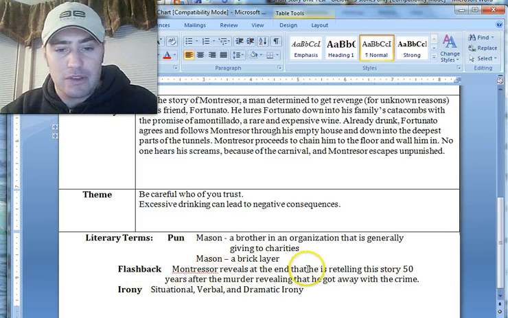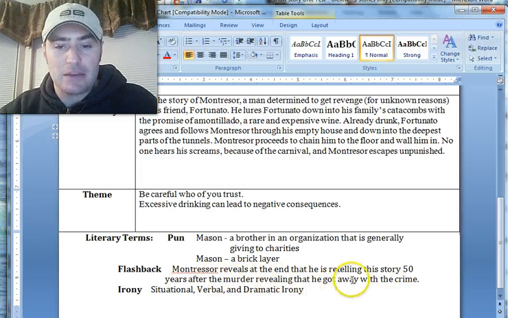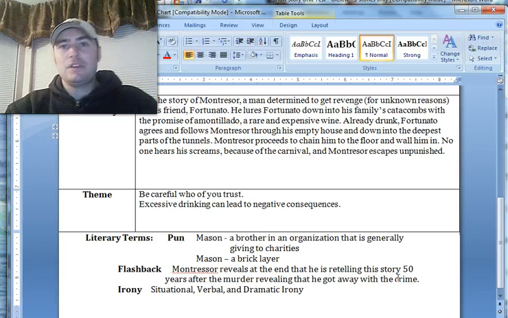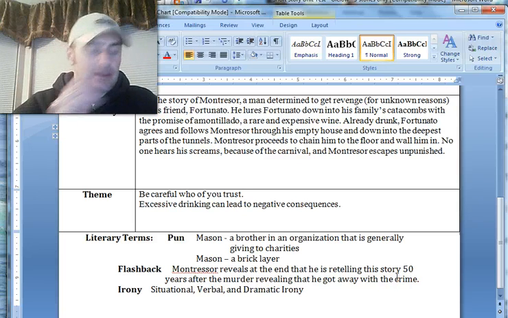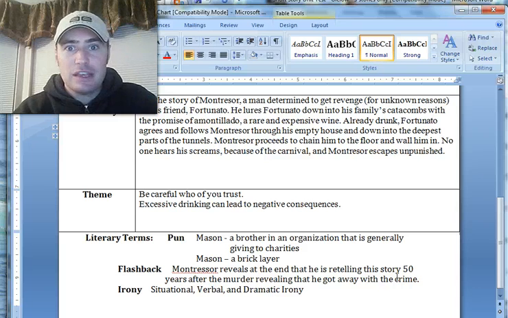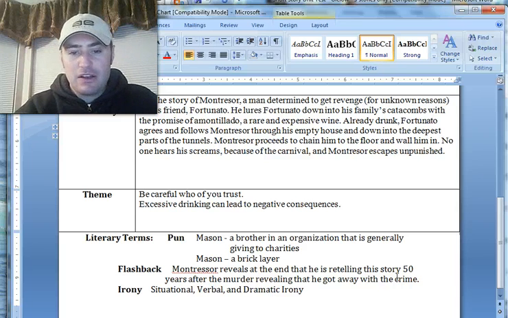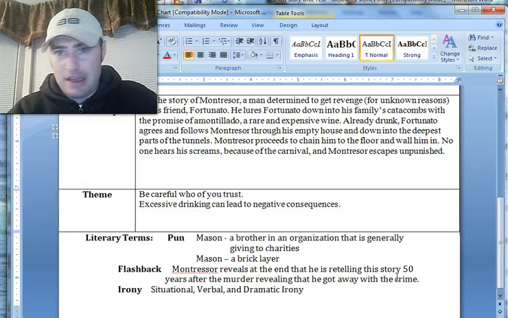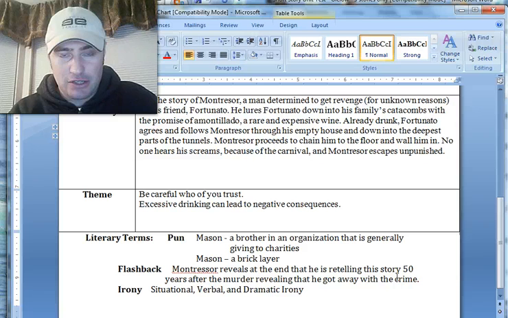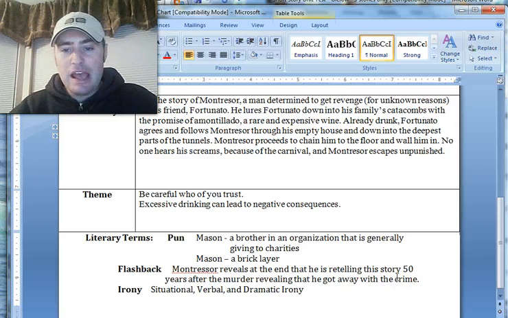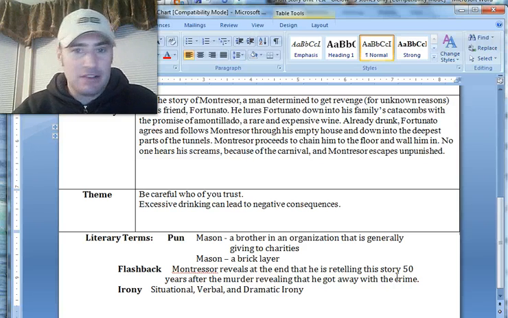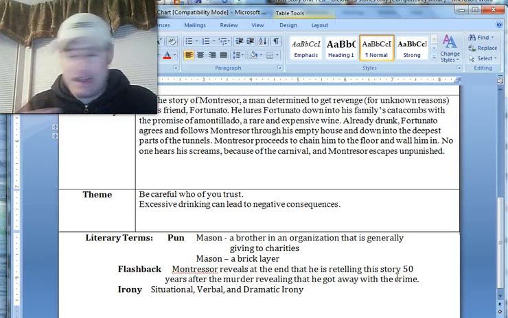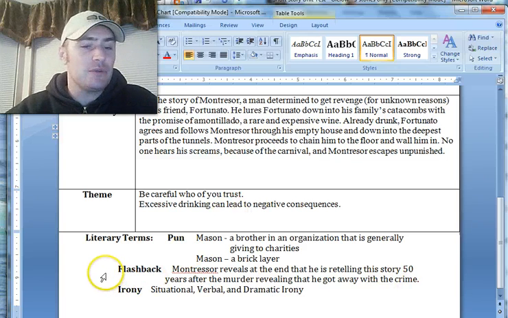Flashback. Montresor reveals at the end he is retelling the story 50 years after the murder, revealing that he got away with his crime. And it's really significant. It sounds like it's kind of like happening, as he's doing it and the way he did it, and you feel like you're taken along in the story. It's almost a shock and a surprise. For the better part of a century, or half a century, no one has touched his bones. May he rest in peace. And it's almost like, what? He got away with this. It's really, really dramatic and insane there at the end, and that flashback plays a significant role there.